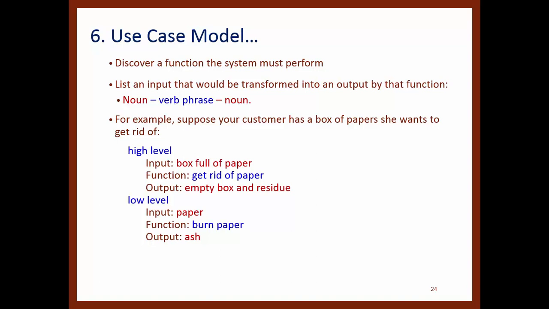Right? So the low level input will be the paper. The function: how are you going to get rid of the papers? You can burn the paper. What will be the output of that function? The ash. Okay, so we start decomposing. What do you want to achieve? What are the low-level things that are part of this input? Well, the paper. How are you going to get rid of the paper? Well, you have multiple options. It could be, one, burning the paper. You can recycle the paper. So what will be the output of recycling the paper? All those things.